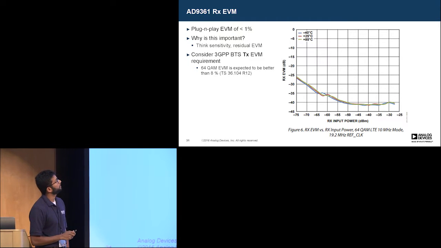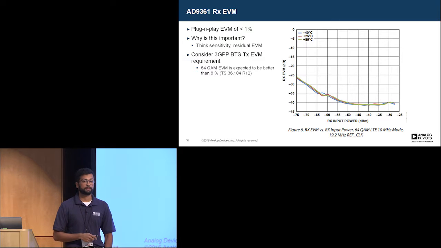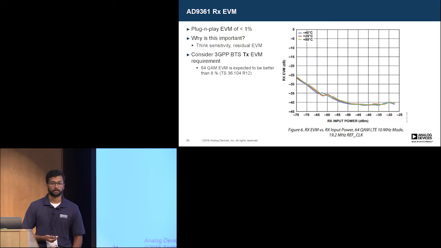To show you again with respect to TX EVM, there is an actual requirement in terms of BTS conformance testing. Let's say you want to run 64 QAM, you need to be at 8% or better, which is what customers really require.